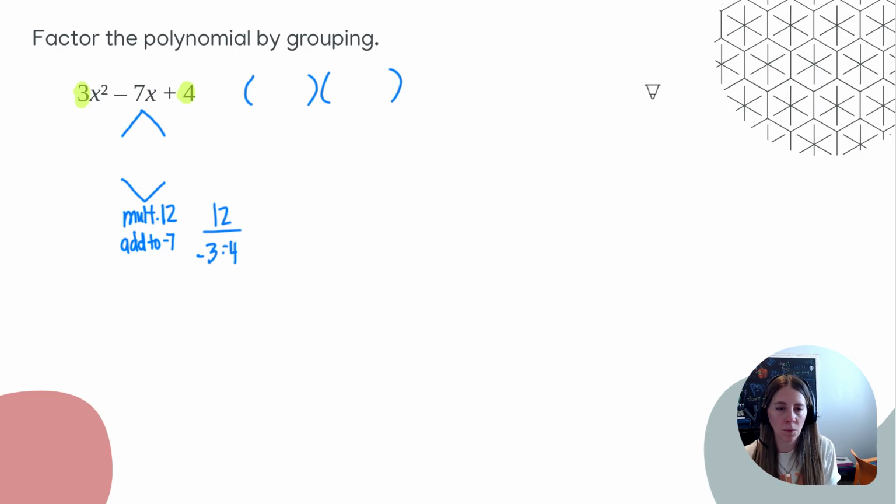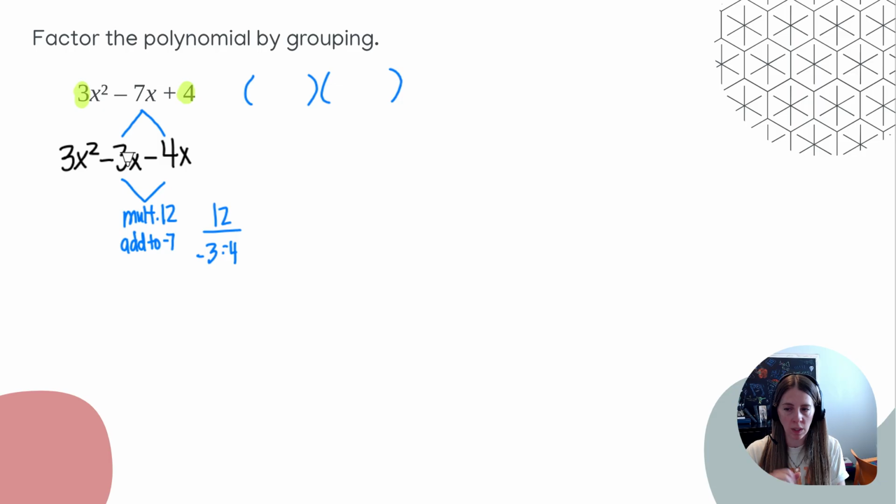So I'm going to rewrite this three-term polynomial like this. So I've got 3x squared, and then this -7x is going to turn into -3x's and -4x's. So we still have the same number of x's, we just split them up, and then we still have a +4 at the end of our polynomial. Okay, so now we have four terms. I'm going to rewrite this over here.